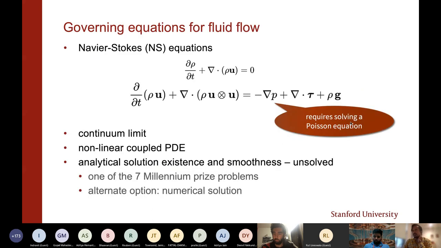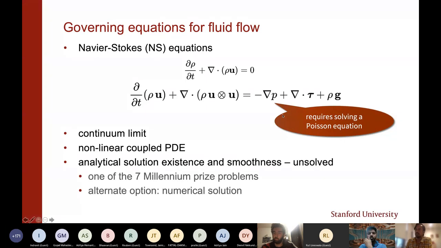Just to give a little basic background on the equations, what we call the Navier-Stokes equations for fluid flow, for those people who are not from a mechanical engineering or CFD background. These equations govern all fluid flow in the continuum limit. The first equation we call continuity. It's just conservation of mass. You have some mass, it cannot be destroyed or generated. This is just a statement of that.